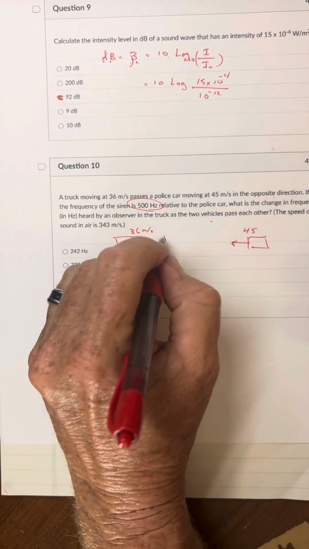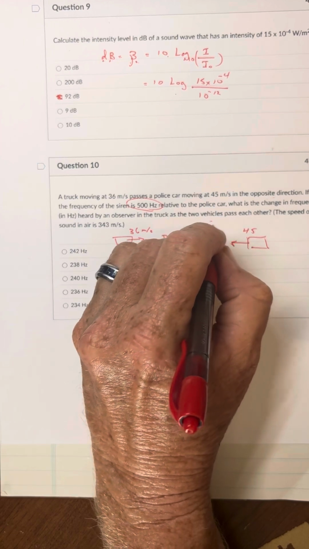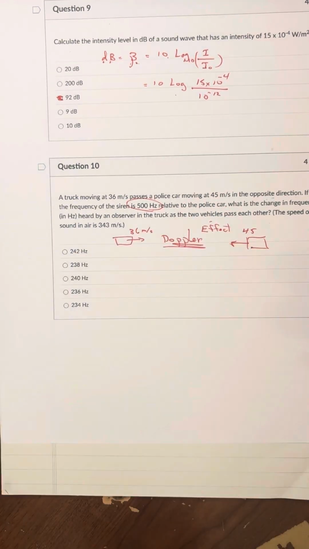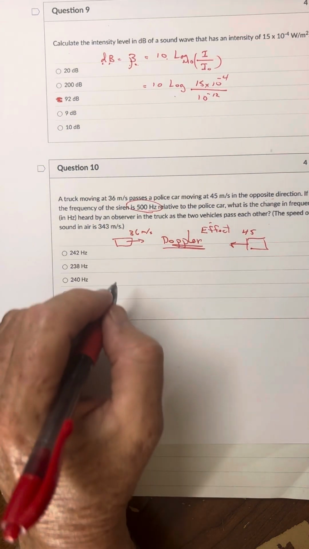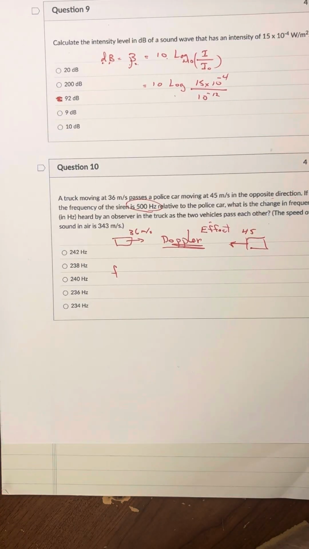And so hopefully a lot of bells and whistles are going off in your head about the perceived change in frequency called the Doppler effect. And we had 2 pieces of that. Let me see if I can do the same notation that's in your book here.